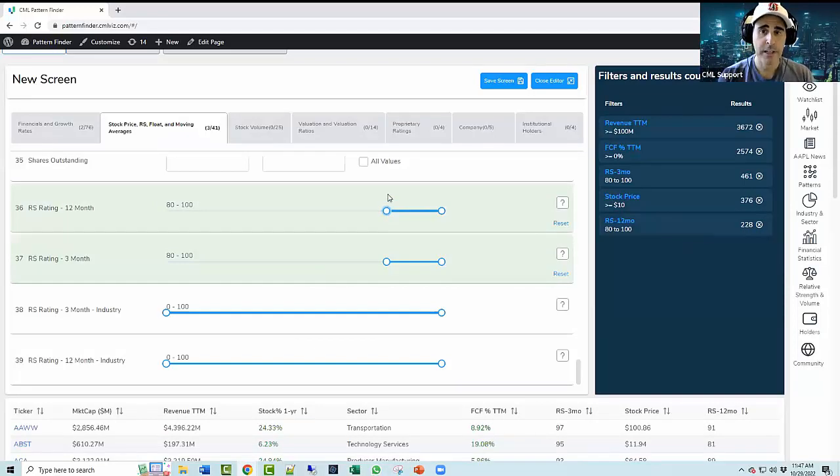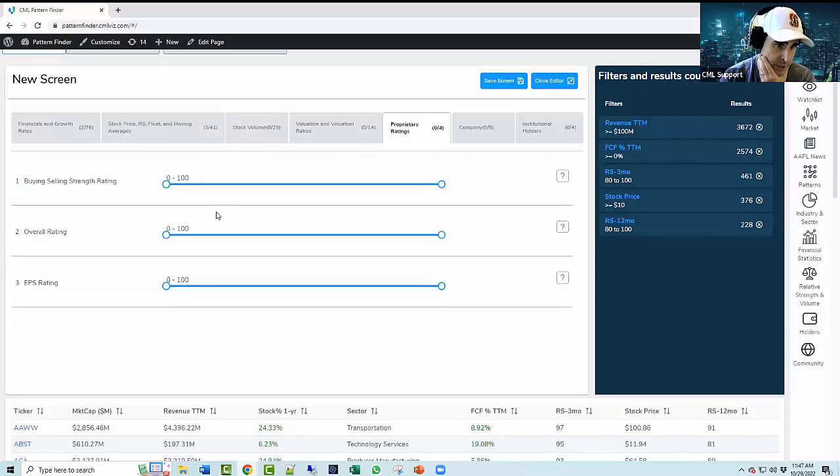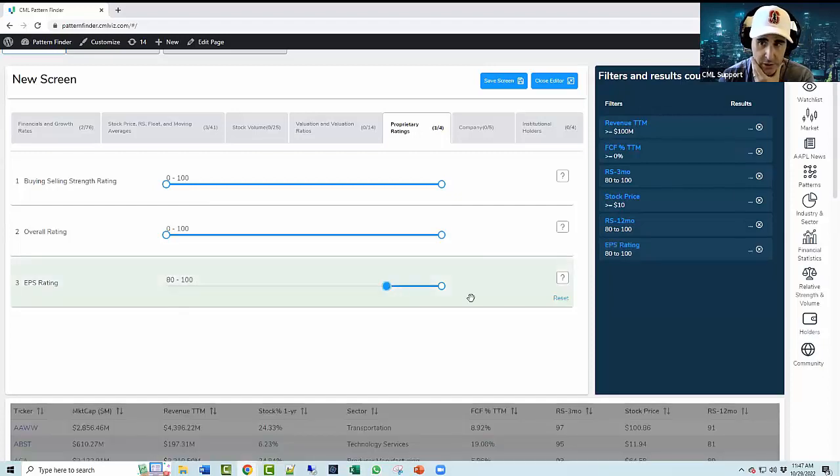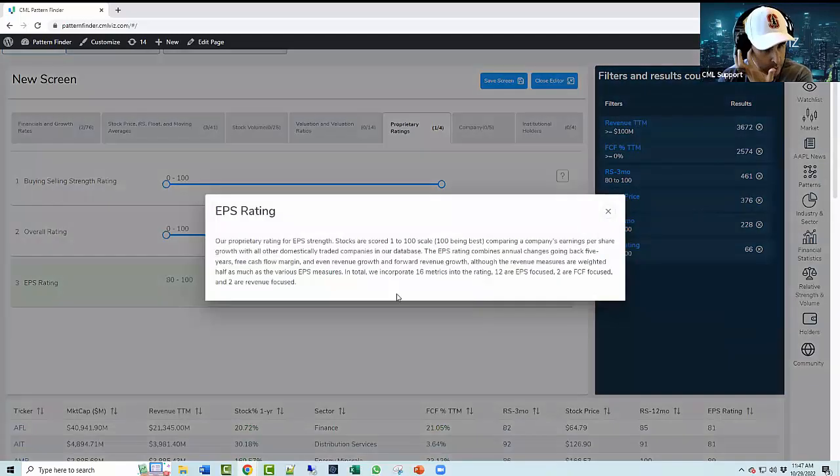Now I want to know that the fundamentals are strong. I know that I have the free cash flow is positive, but I mean, that's not really enough. So we have a proprietary rating called EPS rating. It's a proxy for fundamentals, and it's the same thing from 0 to 100. Want it to be 80. And you're like, yeah, dude, what is that? So you just click the question mark.